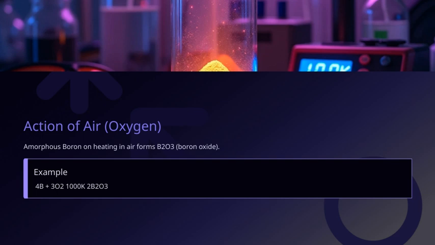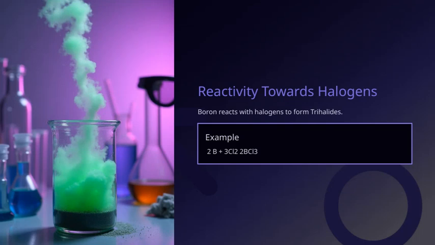So, in this case, the oxygen in air plays a crucial role in converting boron into boron oxide when heated at high temperatures. Let's take a closer look at this example. 2B plus 3X2 forms 2BX3. This illustrates how boron reacts with halogens to produce trihalides.